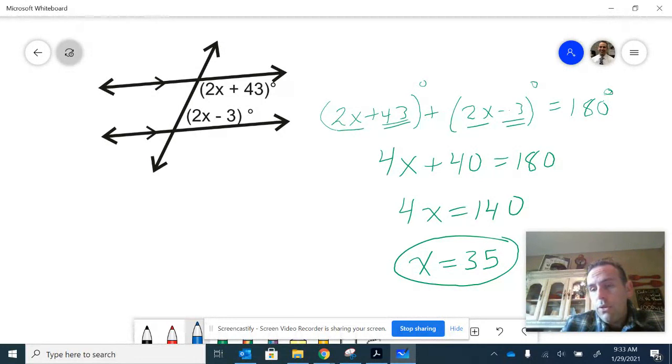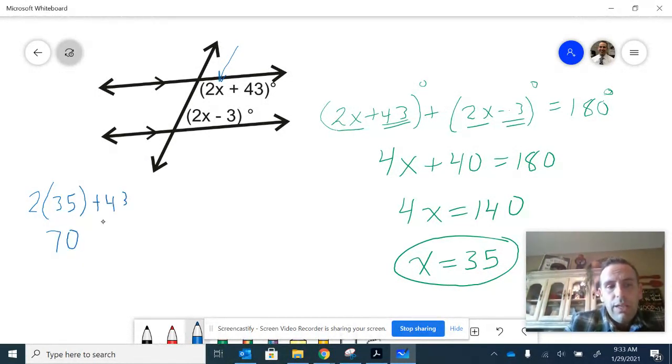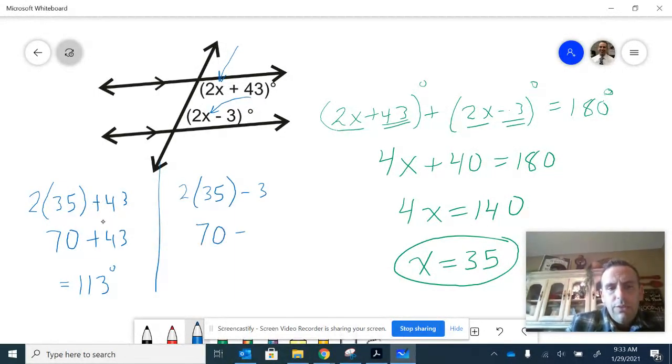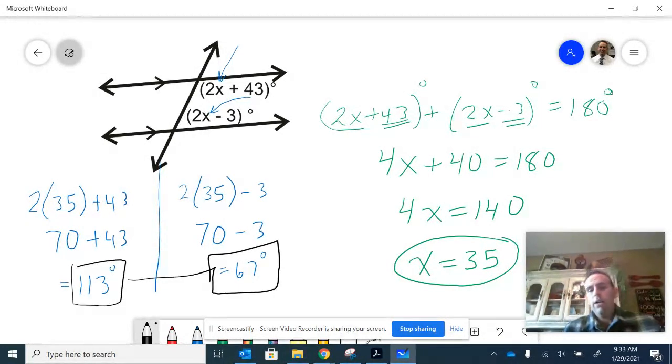We always probably want to check our answer or at least see how it makes sense. We want to find the measure of those angles. So plugging in 35 to the top expression, 2 times 35 plus 43, 2 times 35 is 70, plus 43 would give us 113 degrees, if I didn't make a mistake there. Plugging into the bottom expression, we have 2 times 35 minus 3. 2 times 35, again, 70. Take away 3, we have 67 degrees. And the way we can feel pretty confident that we have it right is, do these two angles have a sum of 180 degrees? It appears that they do, so it appears we have done it correctly.